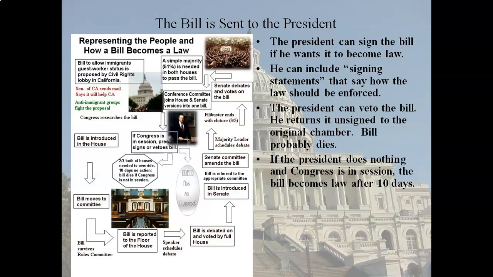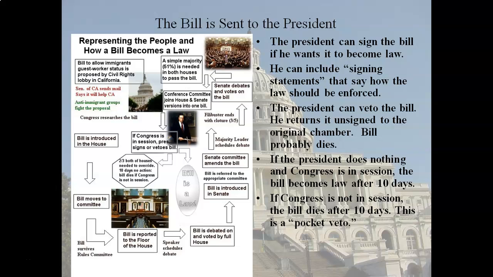If the president does nothing, he doesn't send it back, that is, he doesn't veto it, and Congress is in session, that bill will become law after 10 days. And that can happen occasionally. If the president knows that his veto might be overridden, he may choose not to sign it if he doesn't like the bill, but he doesn't want to experience the humiliation, perhaps, of having a veto overridden, and we'll get into that here in just a second.